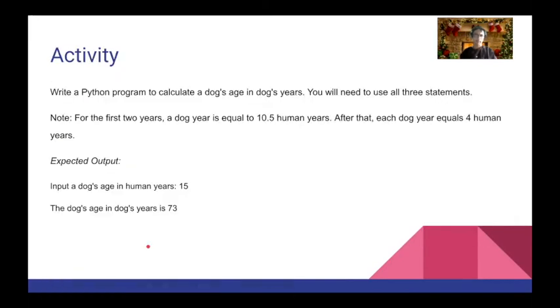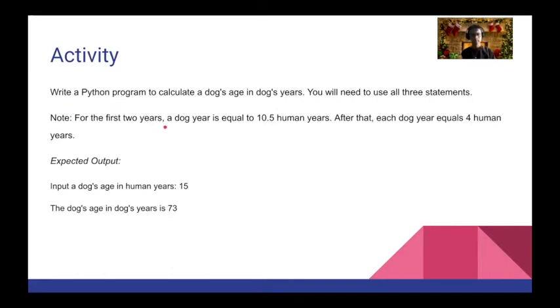Now I want you to do an activity. It's going to be a little small, a little hard activity, so you can ask for help. Write a Python program to calculate a dog's age in dog years. You will need to use all three statements. You can ask me for help, okay? I've given you a pretty bare bones understanding. So if you're there, just do the activity along with Tejas, okay? What I've said will give you a bare bones understanding, because in coding, most of understanding is practical, okay?